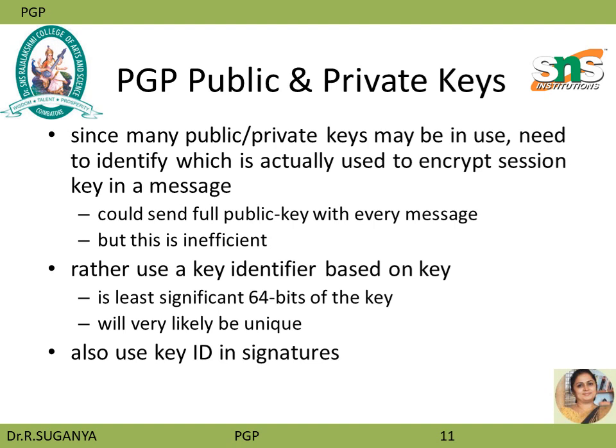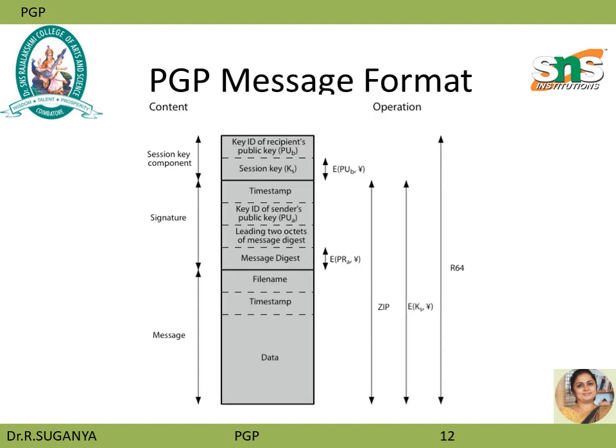PGP public and private keys. Since many public or private keys may be in use, we need to identify which one was actually used to encrypt the session key in a message. It could send the full public key with every message, but this is inefficient. Rather, it uses a key identifier based on the key. It is the least significant 64 bits of the key, which will very likely be unique. This also uses the key ID in signatures.